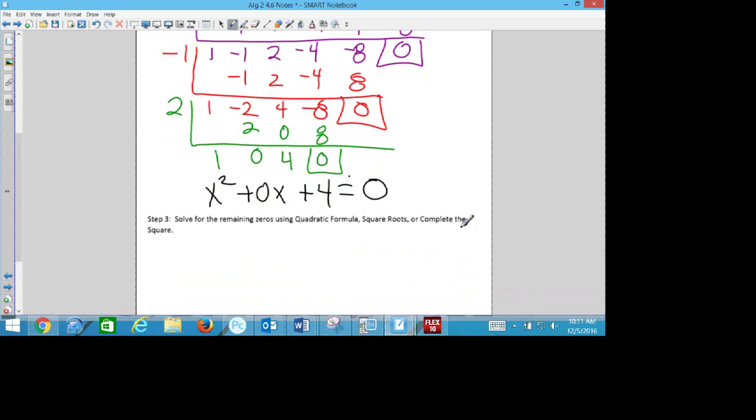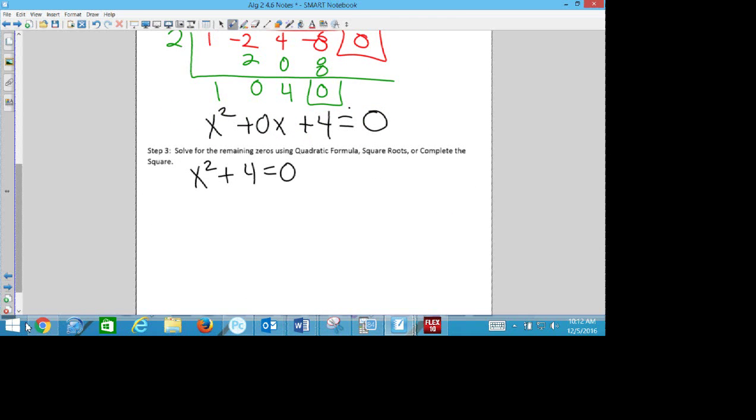And we're going to set that equal to 0 so that we can solve for everything else. You didn't have to write the 0x. I wrote it just so you saw where my numbers come from. So in fact, I'm not even going to write it down here. Now, in the directions, it says solve for the remaining zeros using quadratic formula, square roots, or complete the square. So it's really up to you what method you want to use, but sometimes square roots works and sometimes it doesn't. Square roots would work for this one, so I'm going to use square roots.